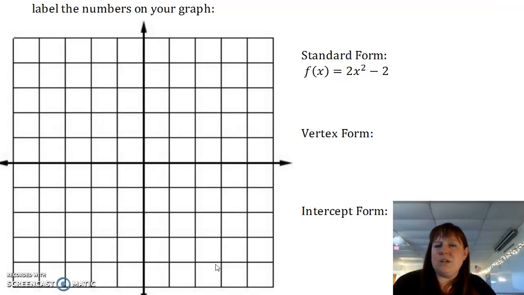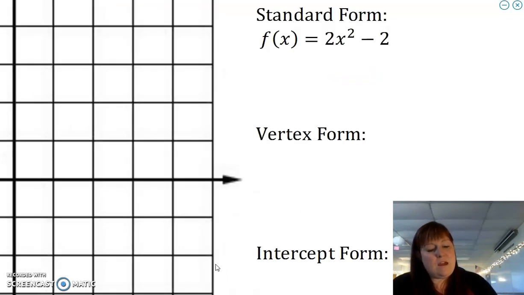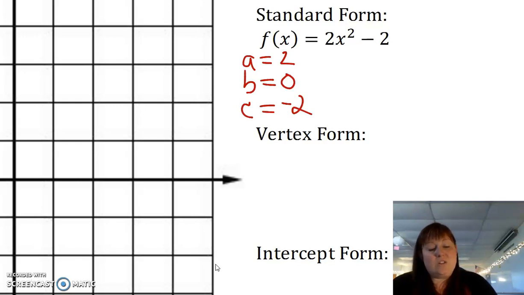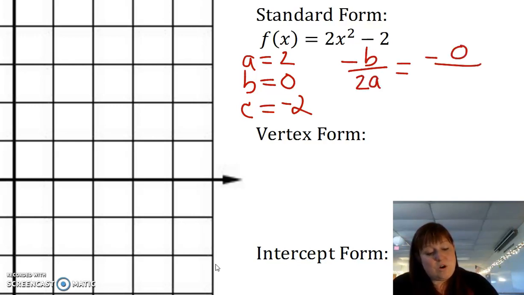But this one's tricky because do you see that there's no b value, right? There's nothing in front of x. So let's figure out what that means. A is 2, B is 0, and C is negative 2. So let's find our vertex. Well, our vertex is negative b over 2a. So that's negative 0, which is just 0, over 4. So our x-coordinate of our vertex is 0. So our vertex is at 0, something.